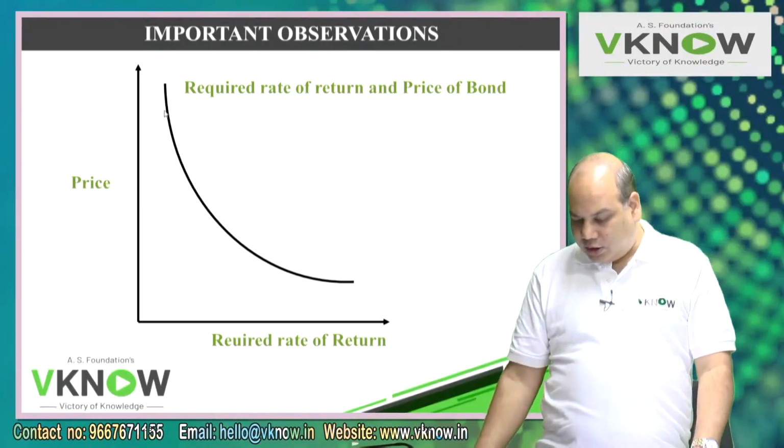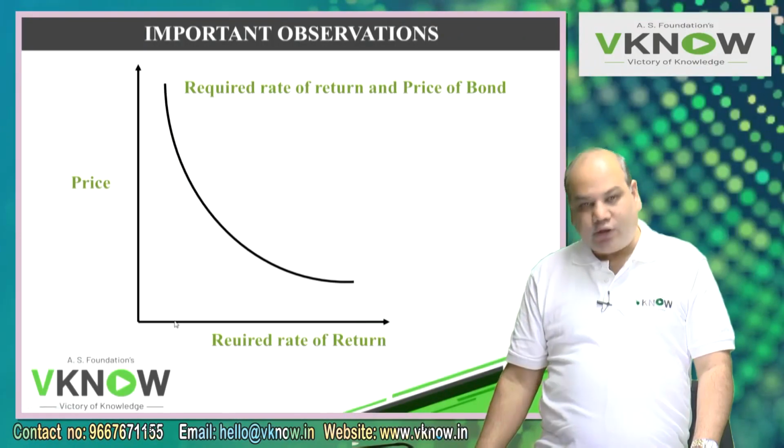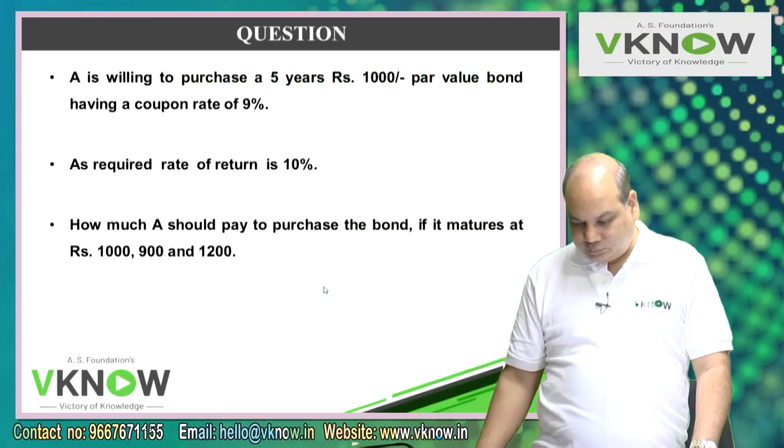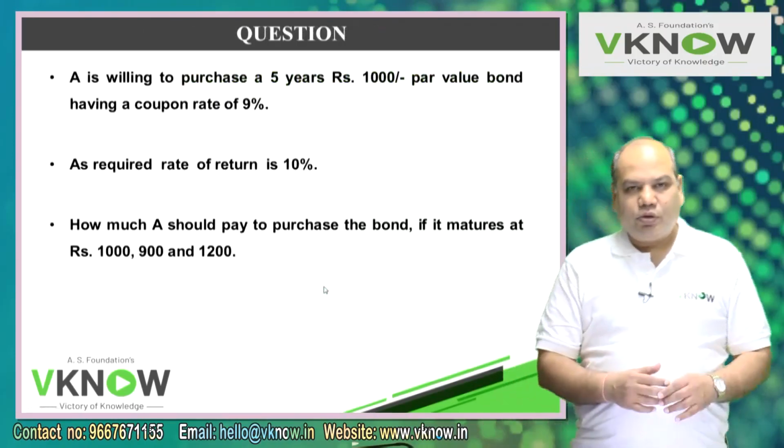So this is the diagram. It will be a downward sloping curve, indicating that when your required return is lower, the present value or the price will be higher. When your required return is higher, the present value would be lower. Now we'll solve few questions.